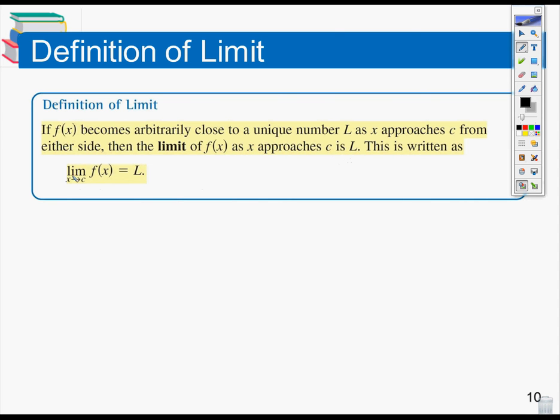So basically what we're saying is that the limit of the function f of x as x approaches some number c will be the place it approaches if it becomes arbitrarily close to some unique number L. Let's see what that looks like in context, because I know it's kind of hard to grab onto at first.